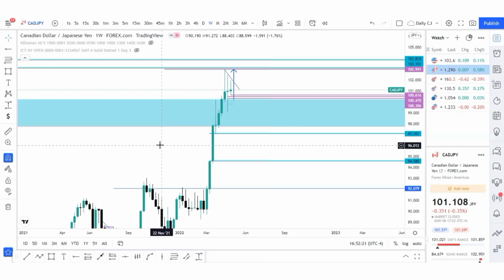Before, I've actually established that I don't really want price to come back into this fair value gap, so this adds more confidence to my idea of not wanting price to come down to this fair value gap. If we now go down, like I said, we do have a contraction, and after a contraction, the next thing that should happen is expansion.